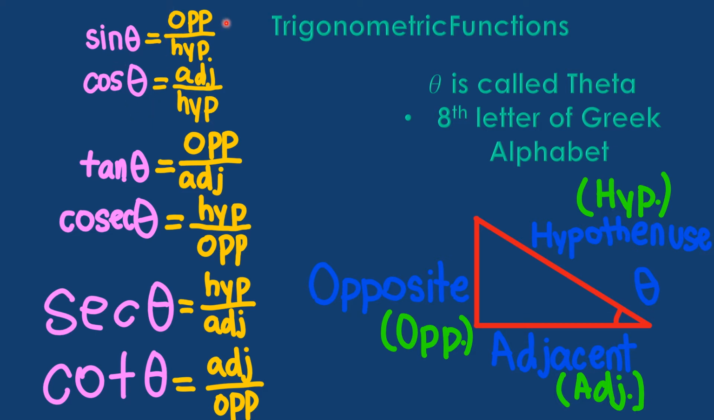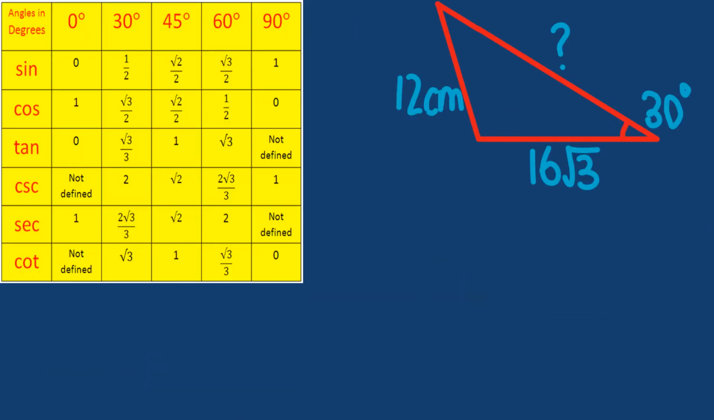Now these are the three you should know, but the other three are actually the reverse. Cosecant is the reverse of sine. So cosecant theta is hypotenuse over opposite, which is the reverse of sine theta. Secant theta is hypotenuse over adjacent, and cotangent theta is adjacent over opposite. So with these you can find out other lengths and other angles. These 6 trigonometric ratios you should know.